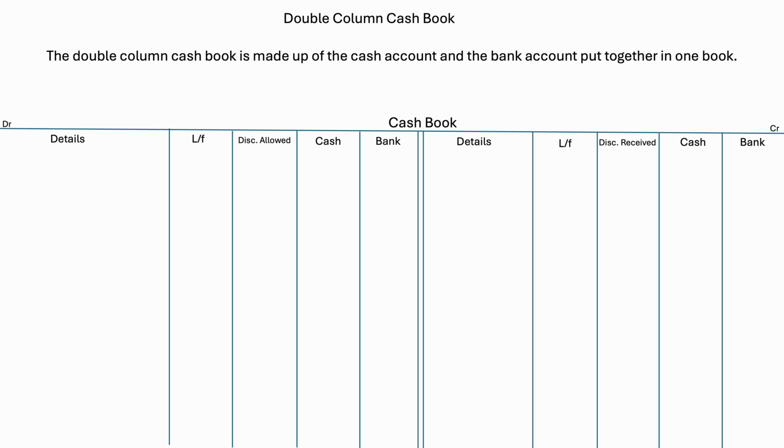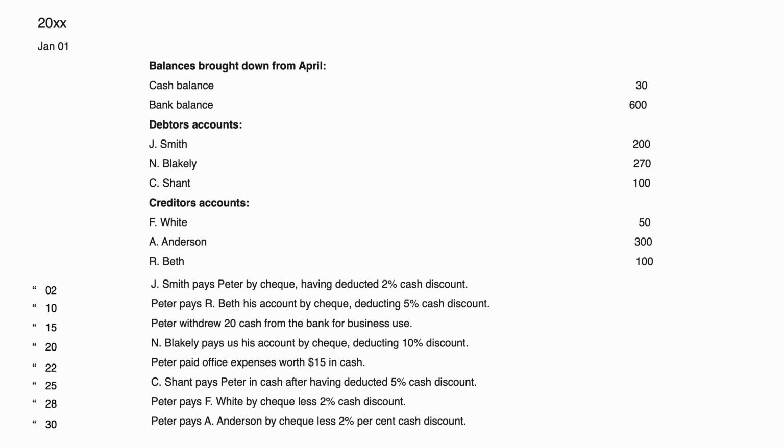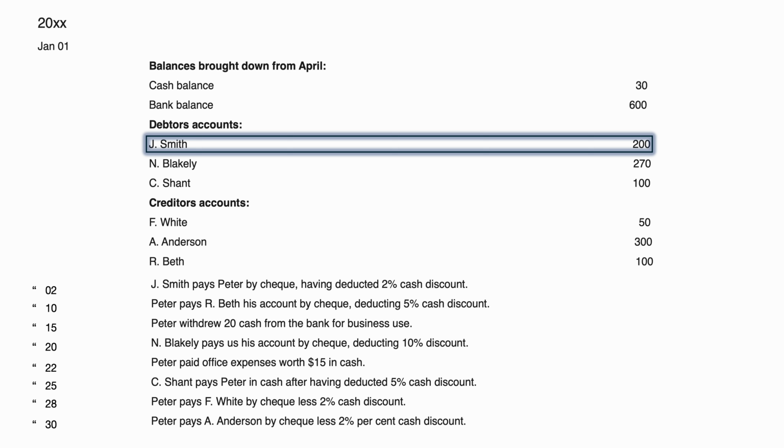Here's an example to follow in practice. These are the details of the transactions that took place in January in Peter's business. Let's go straight to the transaction on the 2nd. J. Smith pays Peter by check, having deducted 2% cash discount. J. Smith is a debtor, and at the beginning of the month, he owed Peter $200. J. Smith received a 2% cash discount.